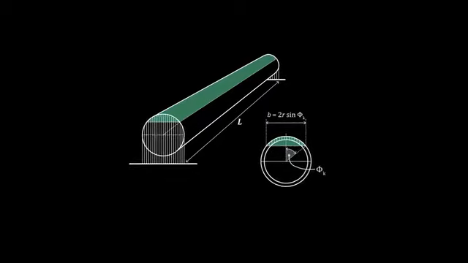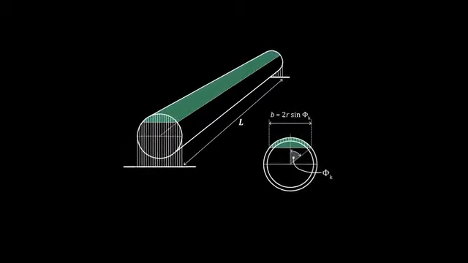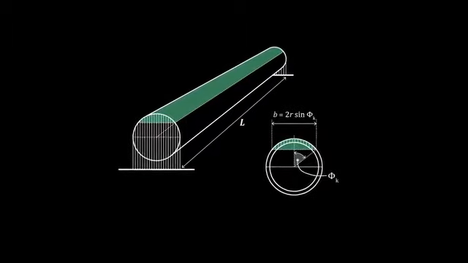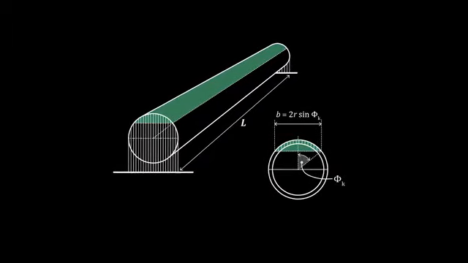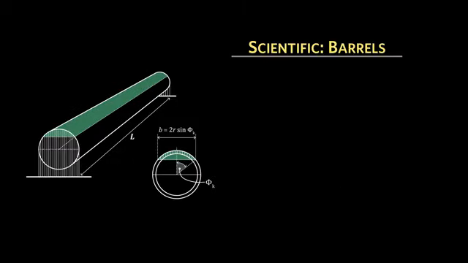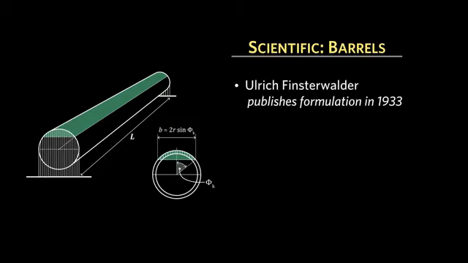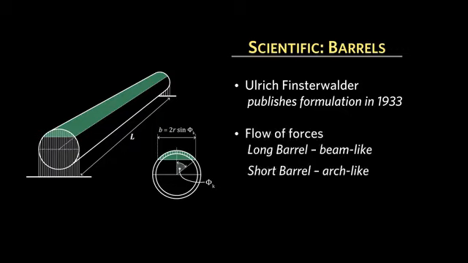Now we're going to move to the scientific analysis of another very common geometric form for vaults called barrels. Barrels are essentially slices of cylinders. The person who published the mathematical formulation for barrels was Ulrich Finsterwalder, and he does this in 1933. Generally speaking, the behavior of barrels falls into 2 categories. There's the long barrel and the short barrel.